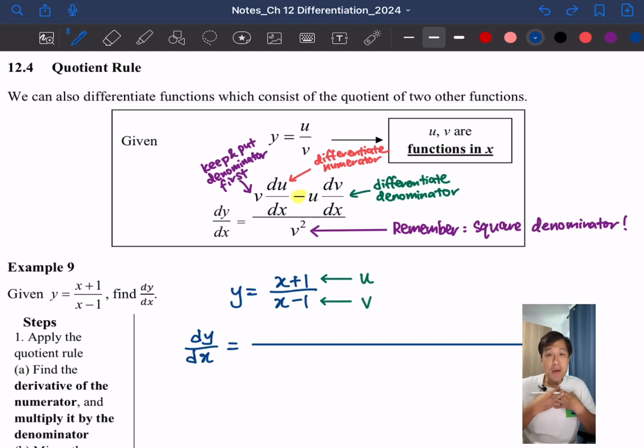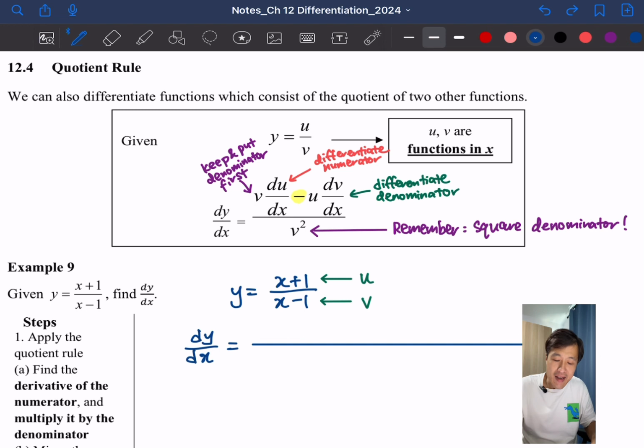For me personally, I remember to square the denominator v first, so in my dy/dx I have the v squared. Next, in the numerator, I keep the v first. Then differentiate the numerator, so I get du/dx. Then remember, it's a minus, not a plus. Now we keep the u, which is the numerator, because we already differentiated the u in the first term, then differentiate the denominator v.